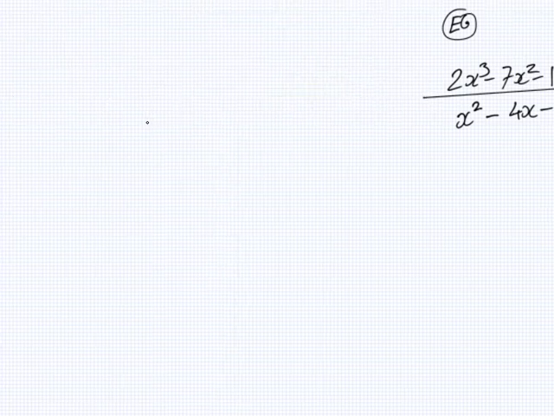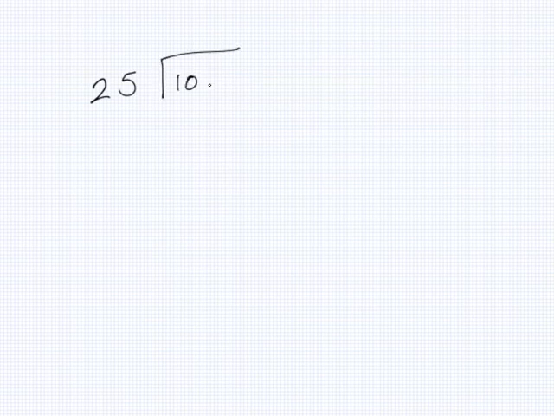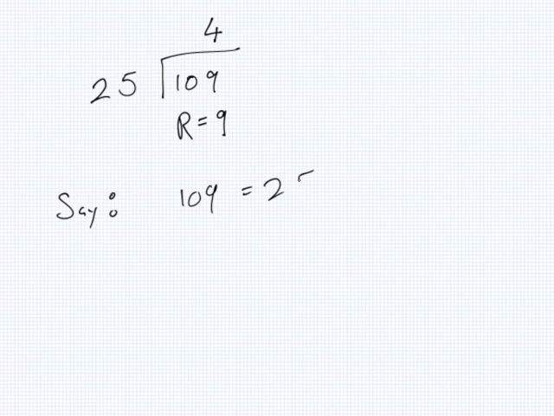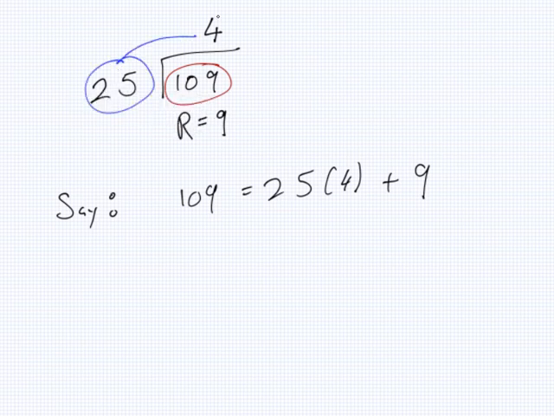But before we do the trick, a reminder of something from basic maths. If I said 25 goes into 109 four times and the remainder is 9, it's true to say that 109 equals 25 times 4 plus 9. That this will be this times this plus this. That's true to say. Okay, so keep that in mind.